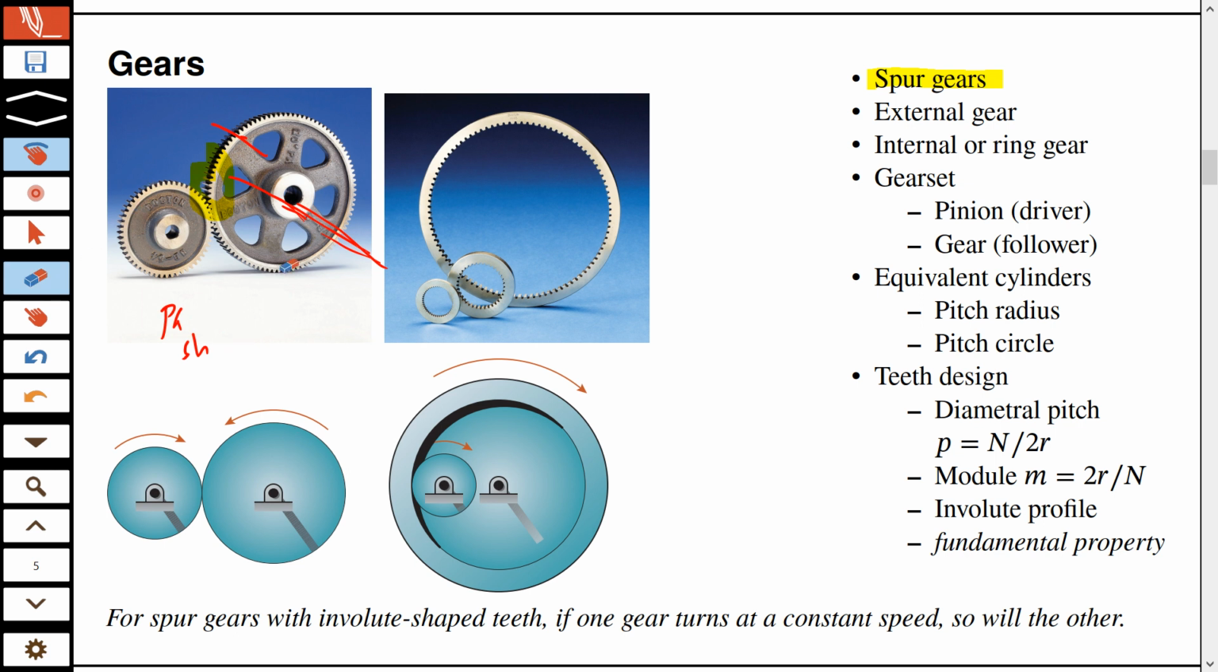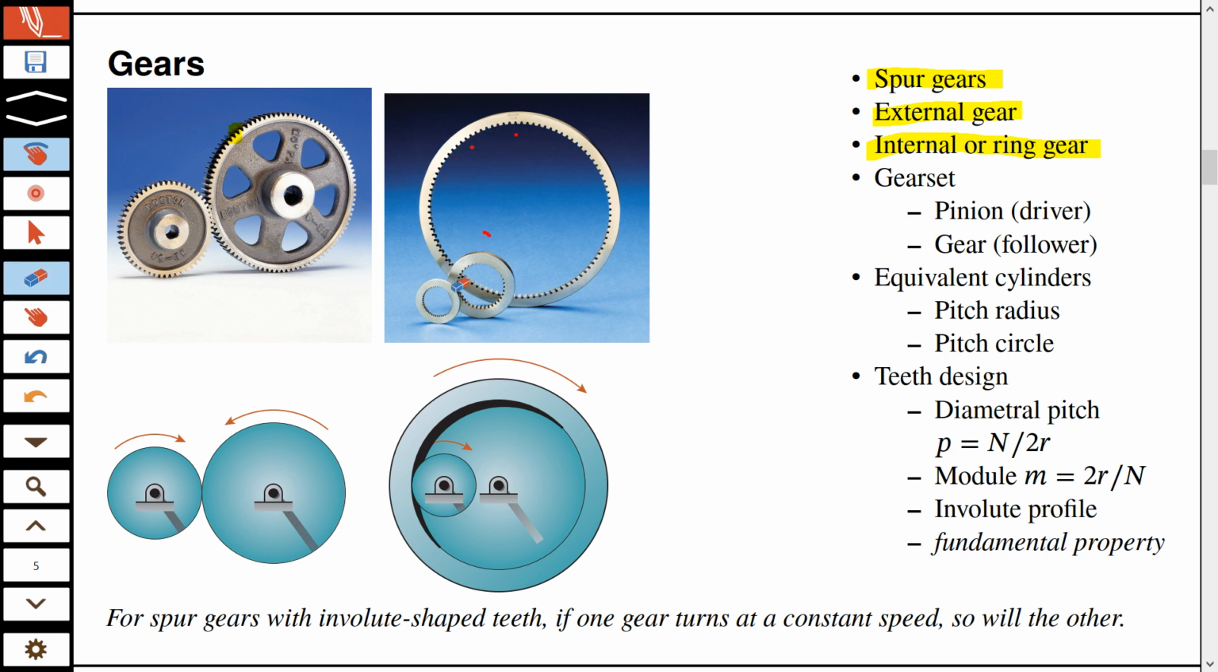And then you can distinguish between external gears and internal gears. So these are external gears, because they are on the outside of the body which is used as gear. And then there are internal gears, also called ring gears. So you see the object which you call gear has the teeth on its inside. So they are called internal gears.